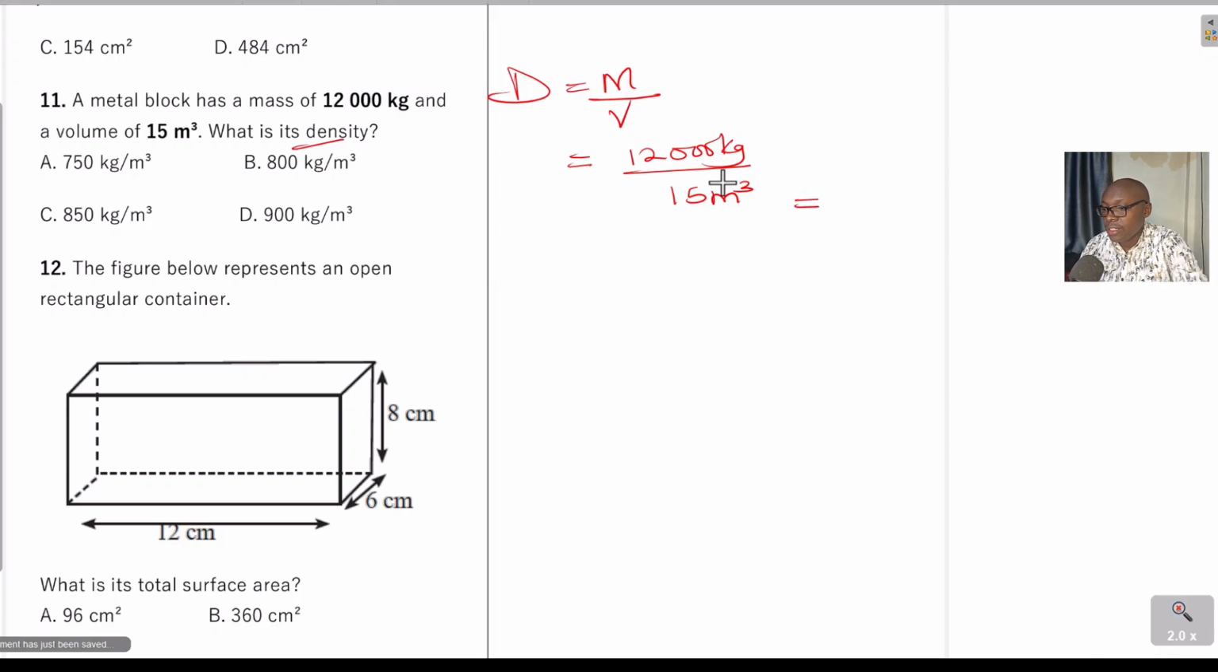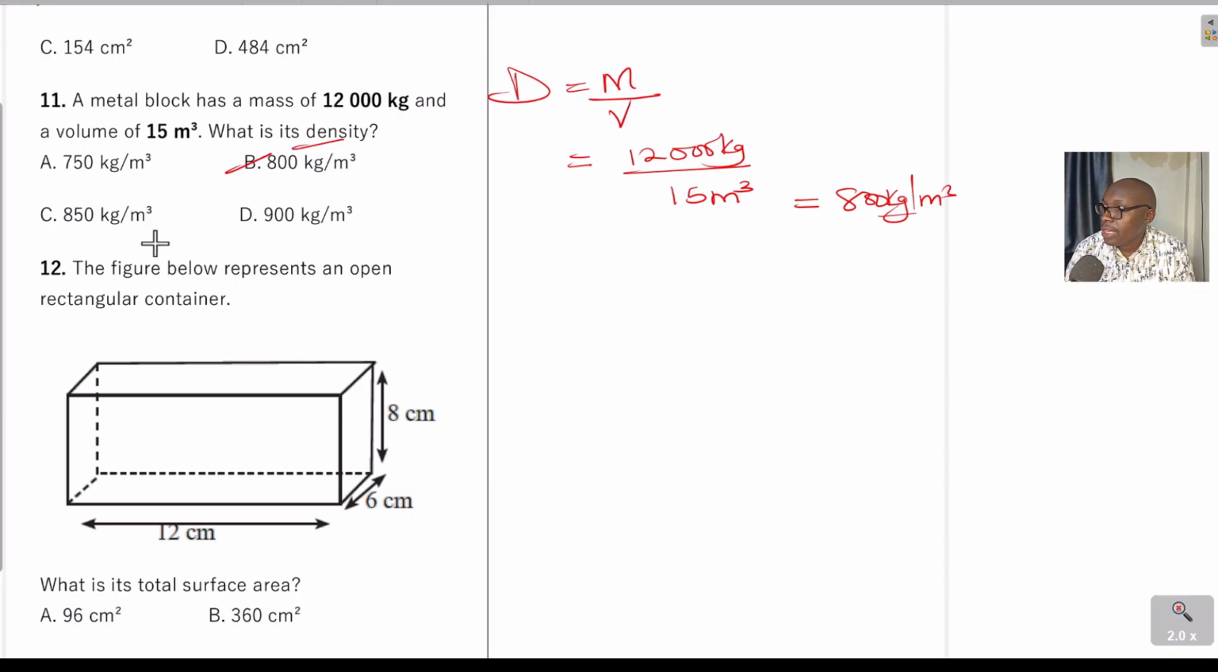This is so direct, so just use a calculator to work this out. So you divide these. It's very easy. So you simply get 12,000 divided by 15, and this one will give 800. This will give 800 kilograms per meter cubed. Kilogram per meter cubed, part B.